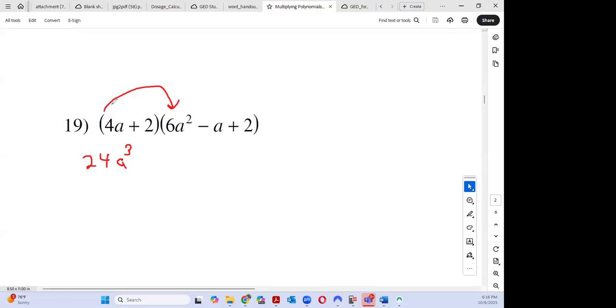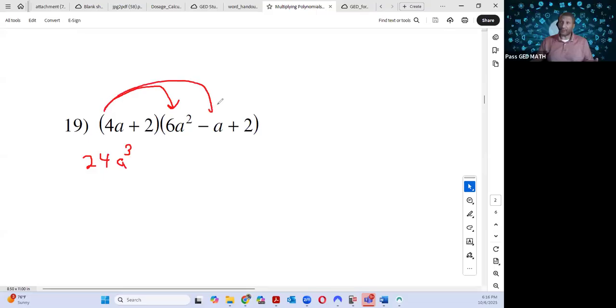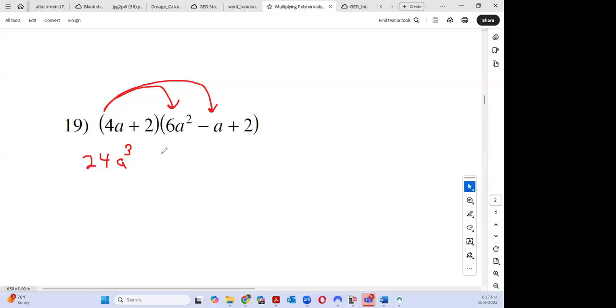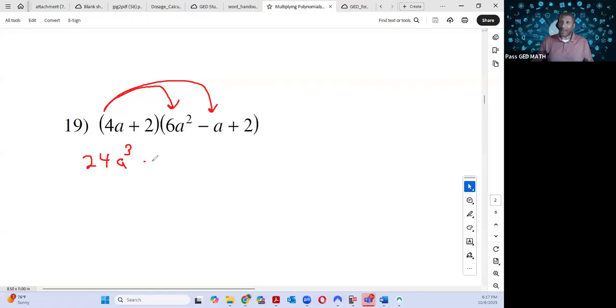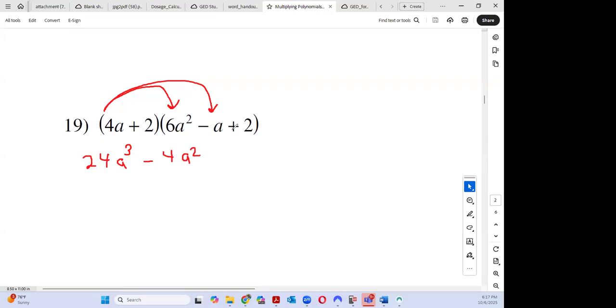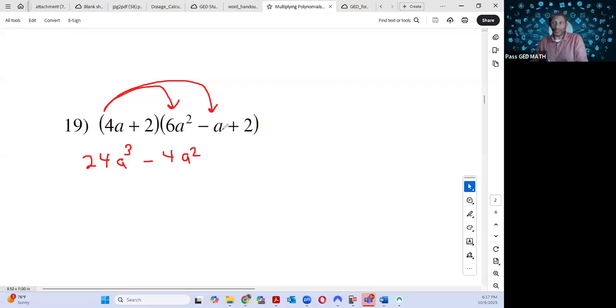4a times minus a. Again, if you don't see a number in front, it is a 1. So 4 times minus 1 is minus 4. A squared, because a times a is a squared, because a to the first times a to the first, 1 plus 1 is 2. Then I'm taking my third term. 4a times 2. 4 times 2 is a positive 8. Bring my variable along with you. A.